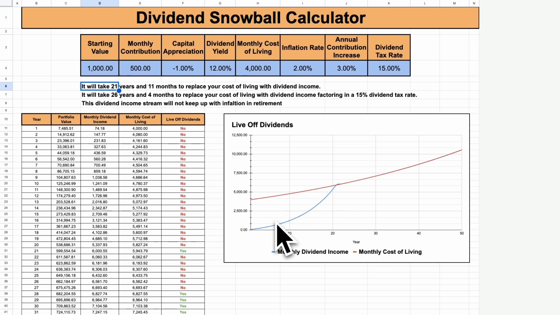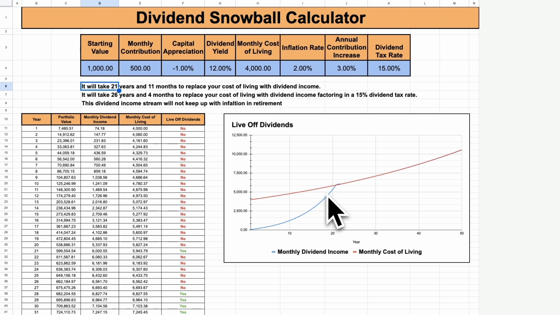What you might have noticed in the chart is that the dividend income starts out rather slow, but gains momentum each and every year. You may have also noticed that the blue dividend income line disappears shortly after eclipsing the red cost of living line. This is due to the fact that QYLD has no capital appreciation and no dividend growth. While the actual dividend payments do fluctuate and may grow from time to time, measured over a longer period of time, there is no consistent dividend growth pattern.